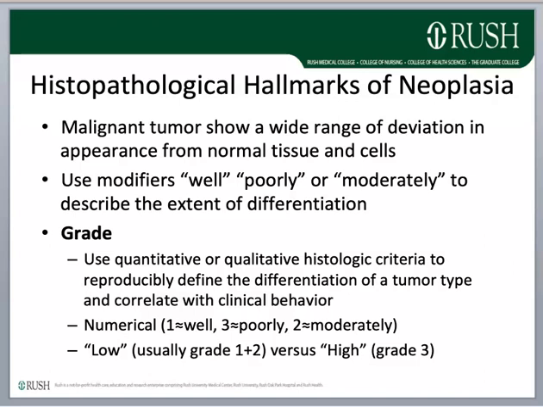And so we pathologists use quantitative or qualitative histologic criteria to try to reproducibly define the differentiation of a tumor type and hopefully correlate this with clinical behavior, meaning that grade 1 or well-differentiated tumors will behave better than grade 3 or poorly differentiated tumors. Sometimes we collapse the lower grades, grade 1 and grade 2, into general low grade versus high grade or grade 3 tumors.